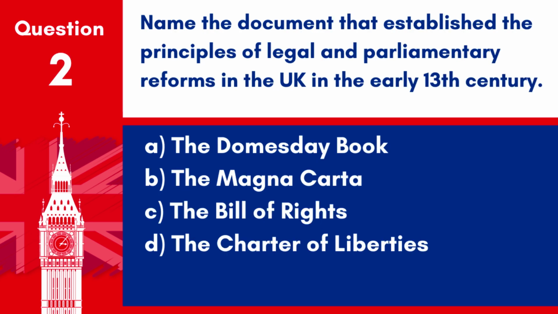Question 2. Name the document that established the principles of legal and parliamentary reforms in the UK in the early 13th century. A. The Domesday Book. B. The Magna Carta. C. The Bill of Rights. D. The Charter of Liberties. Answer: B. The Magna Carta. The Magna Carta, established in 1215, laid down the principles of legal and parliamentary reforms, influencing the development of the common law and constitutional law.